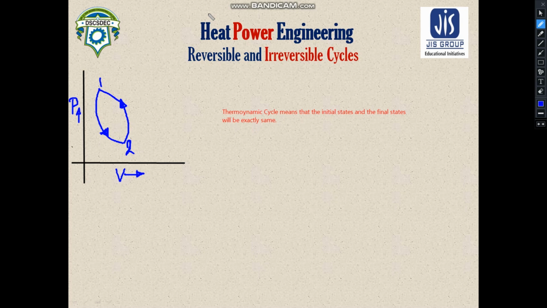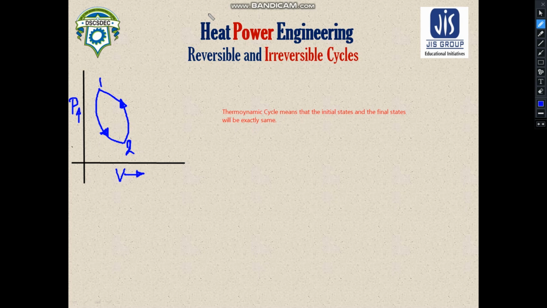Okay, so this is a process which can be carried out in both the ways. That means the cooling and the heating. So this can be carried out in both the ways. So among these two processes, you will find that no process is reversible.